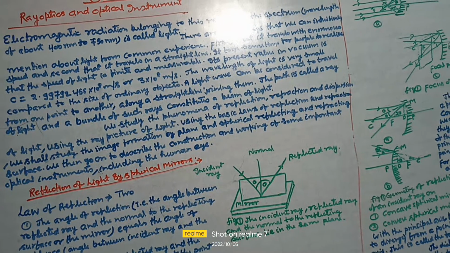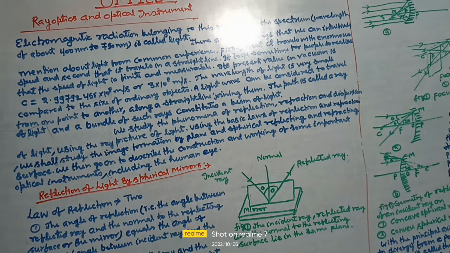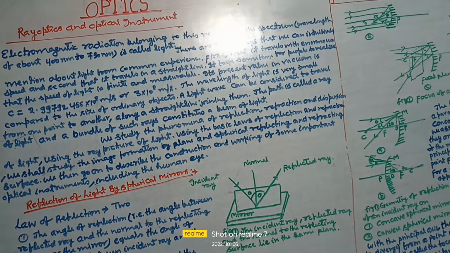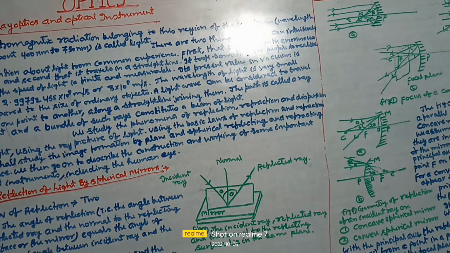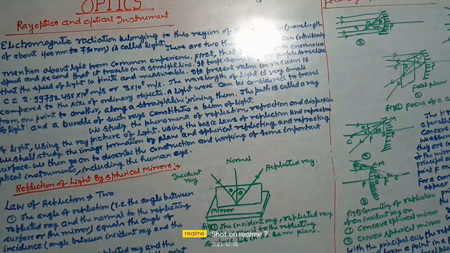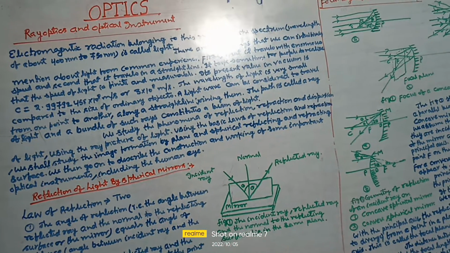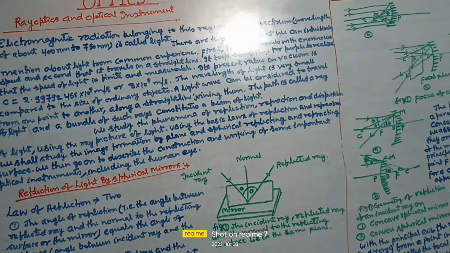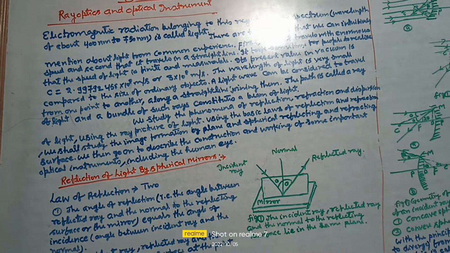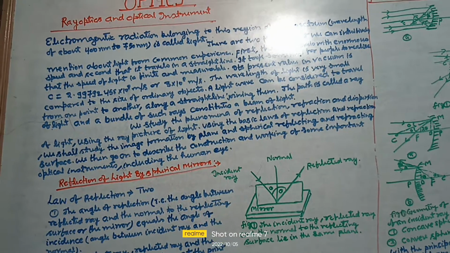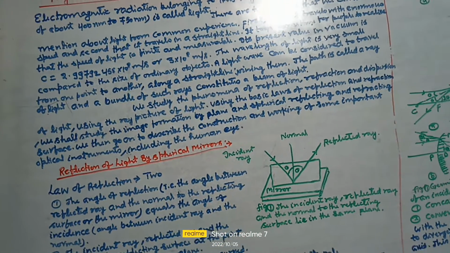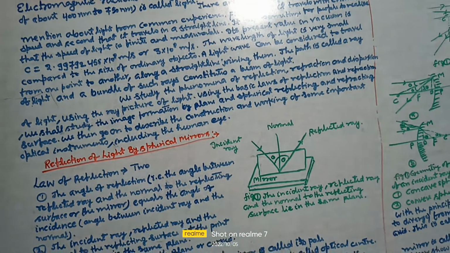The wavelength of light is very small compared to the size of ordinary objects. A light wave can be considered to travel from one point to another along a straight line joining them. The path is called a ray of light, and a bundle of such rays constitutes a beam of light.